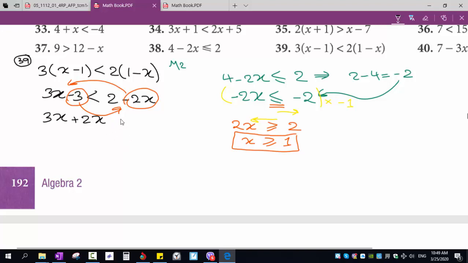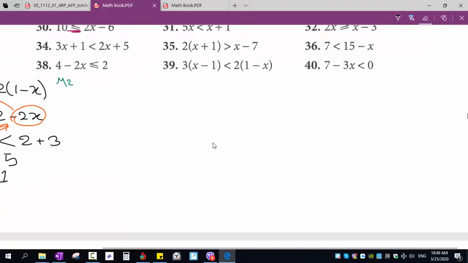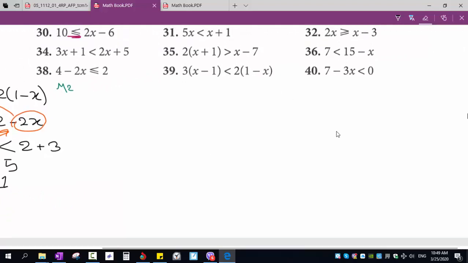3x plus 2x is less than 2 plus 3, the negative 3 comes to the side and will be positive. Now, 3x plus 2x is 5x, is less than 2 plus 3, which is 5. How can we get rid of this 5? We need to divide both sides by 5. That gives x is less than 1. You can solve the other questions yourself. Then check your answers with the answer keys.